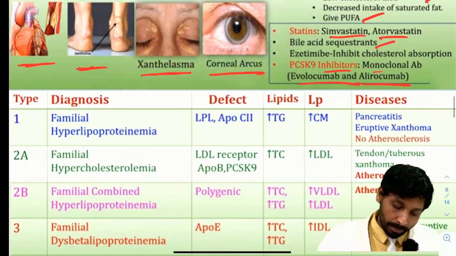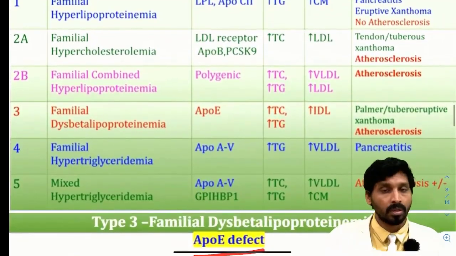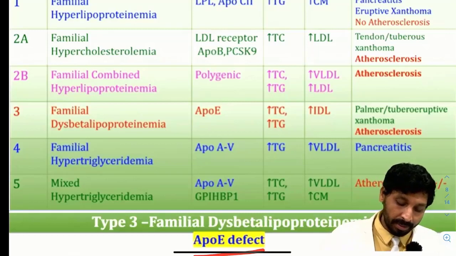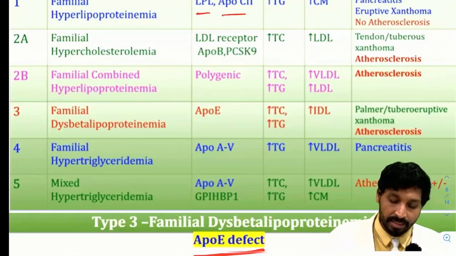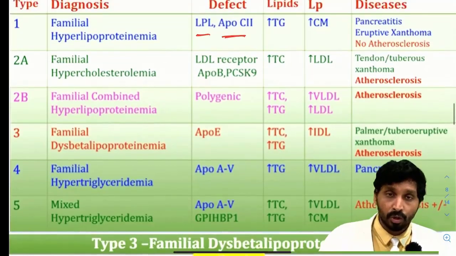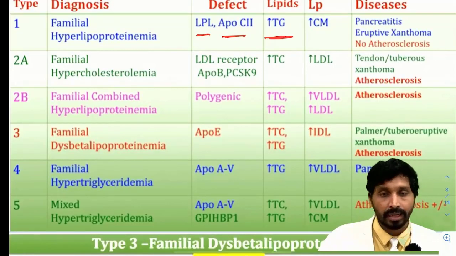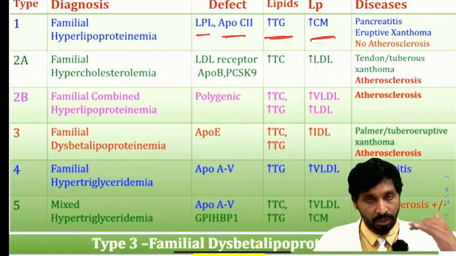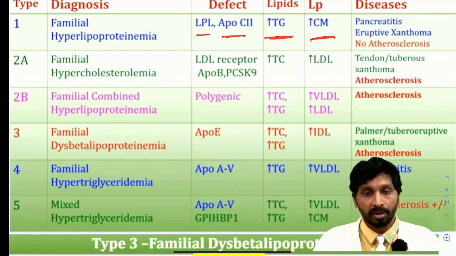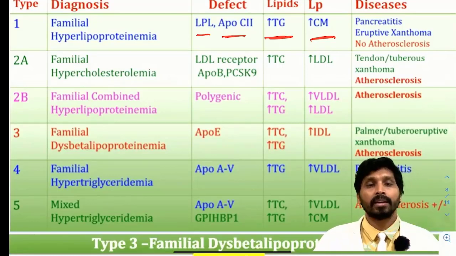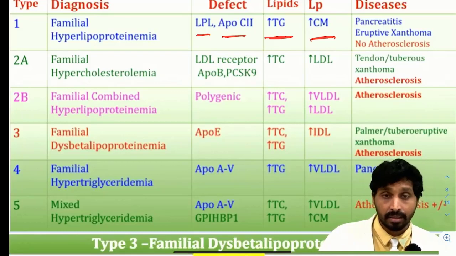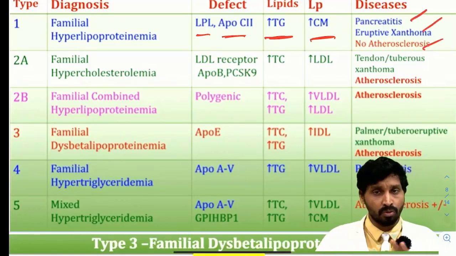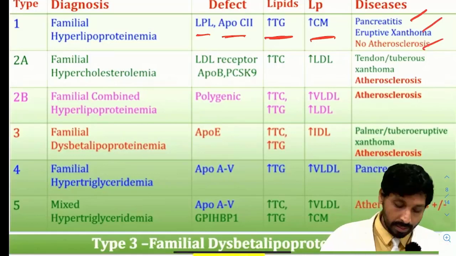And if you want to compare all the lipoproteinemias, in familial hyperchylomicronemia the defect is mainly lipoprotein lipase and ApoC2 deficiency. The accumulated lipid will be triglycerides and chylomicrons, because triglyceride is related to chylomicron metabolism. So elevated chylomicrons you can see. What are the symptoms or diseases you can get? Pancreatitis, eruptive xanthoma, but no atherosclerosis, as cholesterol is not involved.